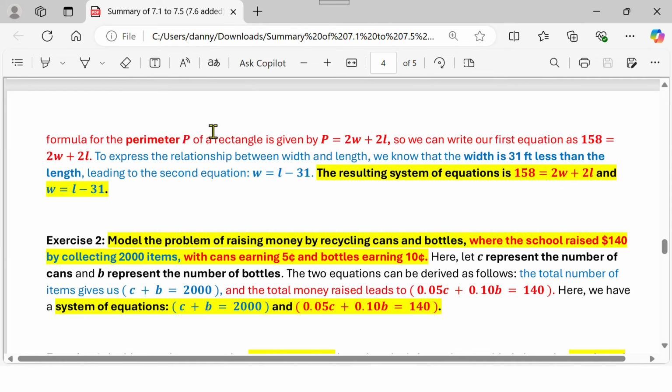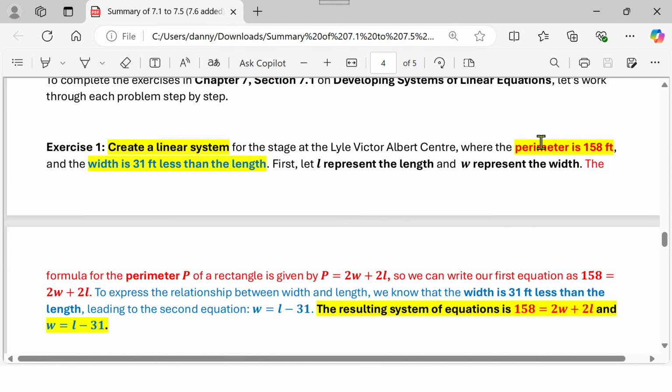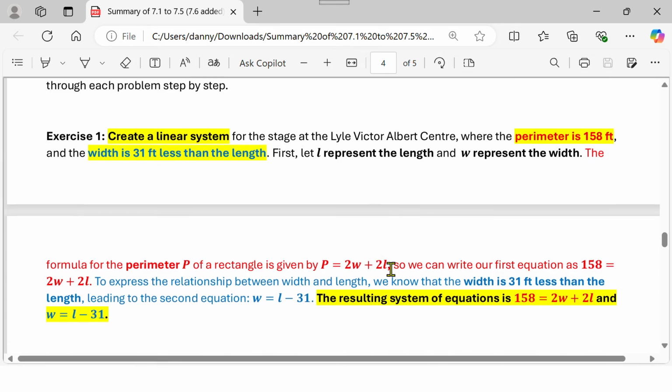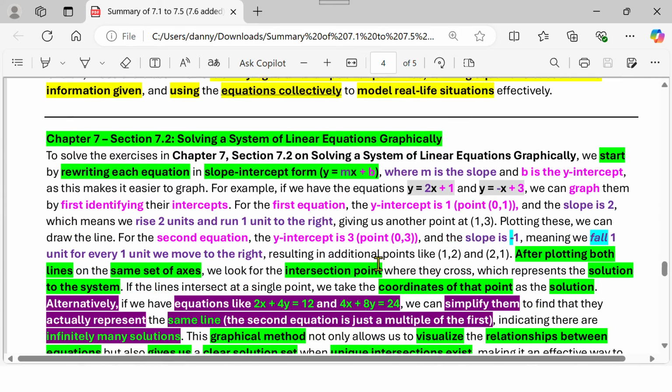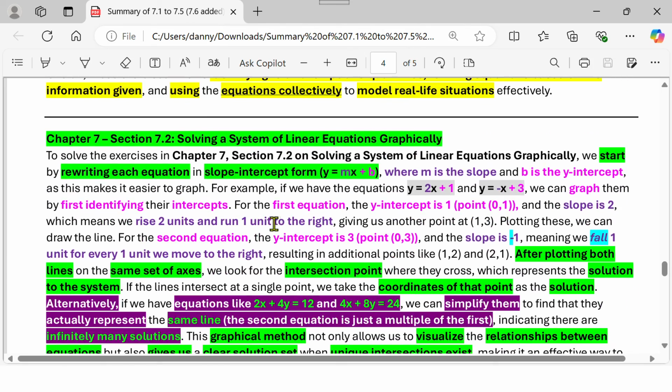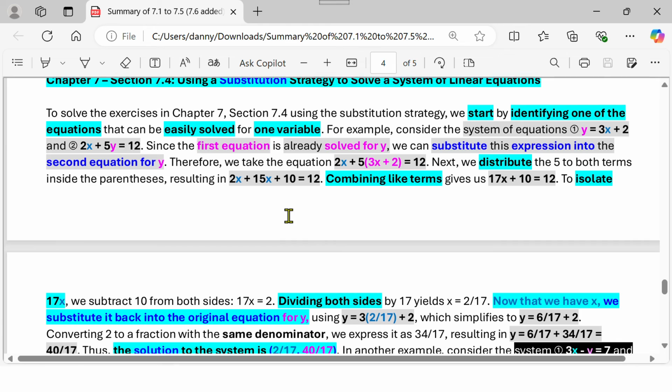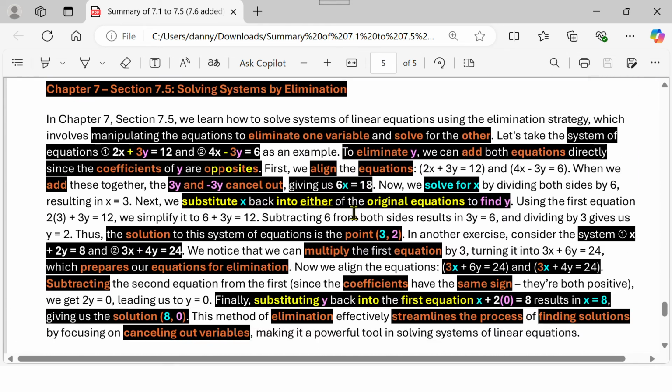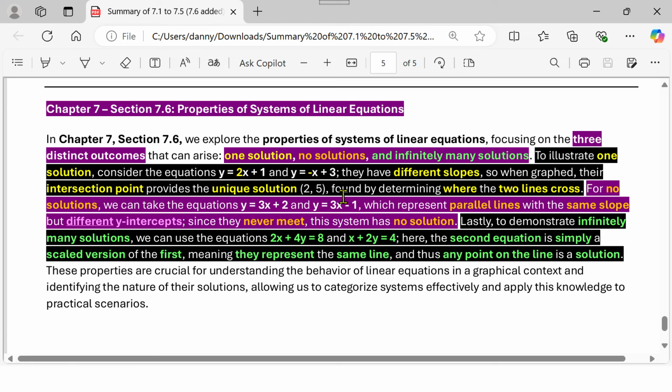In either of those cases, you're basically reading something and coming up with two equations. I'm not going to go over that because the video is running long. These are questions associated with all the different sections: 7.2, 7.4, 7.5, elimination, and finally 7.6, which is what we'll talk about. If you want to go through it yourself, a link to this PDF is in the YouTube description. So, Chapter 7, Section 7.6, Properties of Systems of Linear Equations.